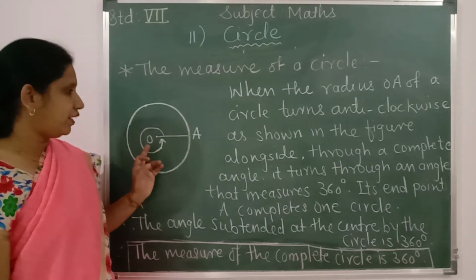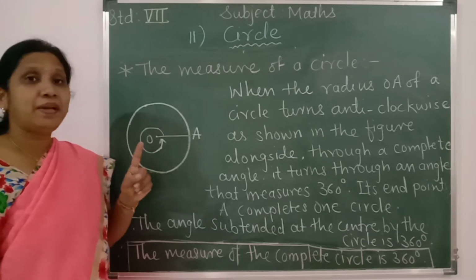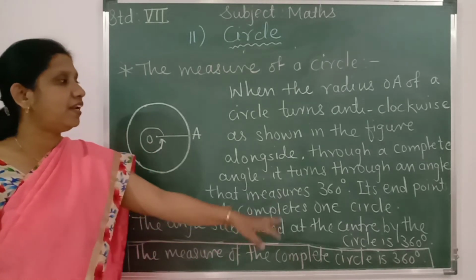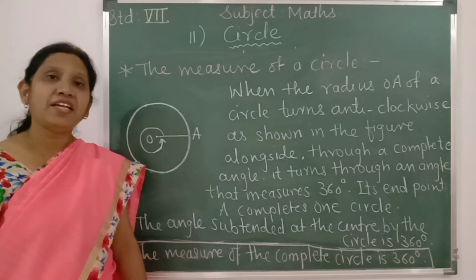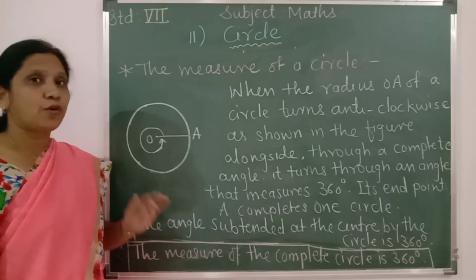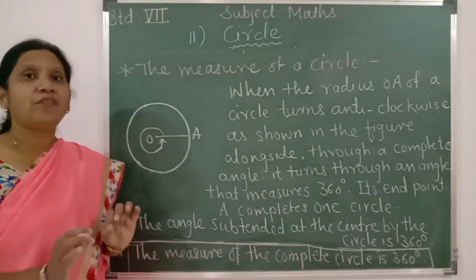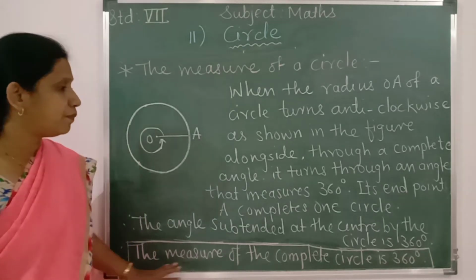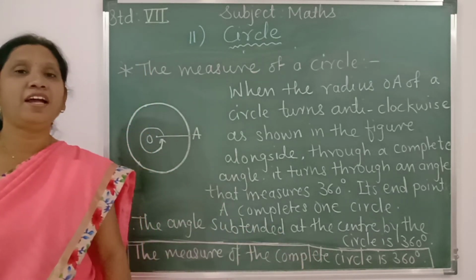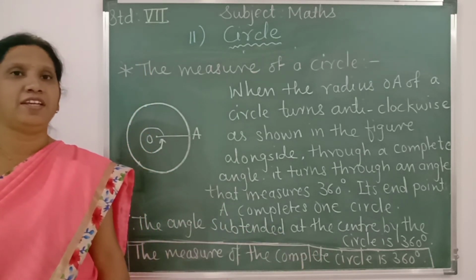Its end point A completes one circle. Therefore, the angle subtended at the center by the circle is 360 degrees. So, from this, we know the very important thing that the measure of the complete circle is always 360 degrees.